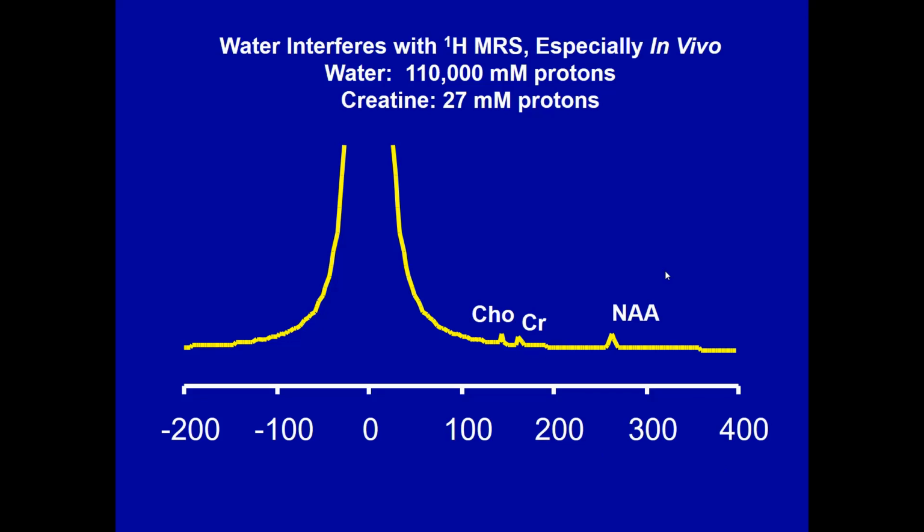We also have a challenge of water if we are doing proton, that is, hydrogen magnetic resonance spectroscopy. Much of NMR spectroscopy, most of what is done in the brain, is done with hydrogen. Water has 55 molar concentration because it's H2O, that's 2 protons, 2 hydrogen atoms per water molecule. So it's 110,000 millimolar protons in water. Creatine, by comparison, one of the easier chemicals to see in the proton spectrum, has about 27 millimolar protons.